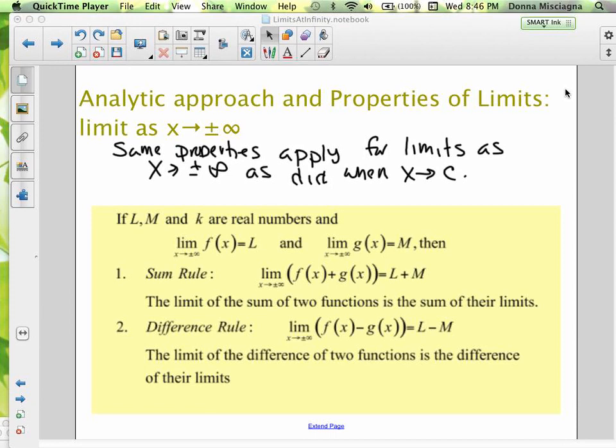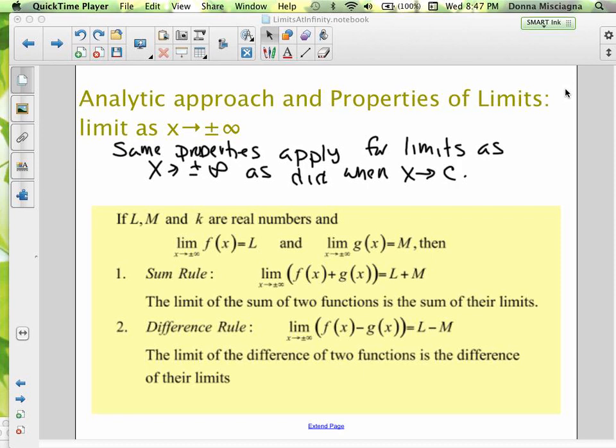So if L, M, and K are real numbers, and the limit of f of x as x approaches positive or negative infinity is L, and the limit of g of x as x approaches positive or negative infinity is M, then according to the sum rule, the limit of f of x plus g of x as x approaches positive or negative infinity is equal to L plus M. In other words, the limit of the sum of two functions is the sum of their limits. So we could just take those limits individually and add them together, and it would be the same thing as if we added the two functions and then took the limit.